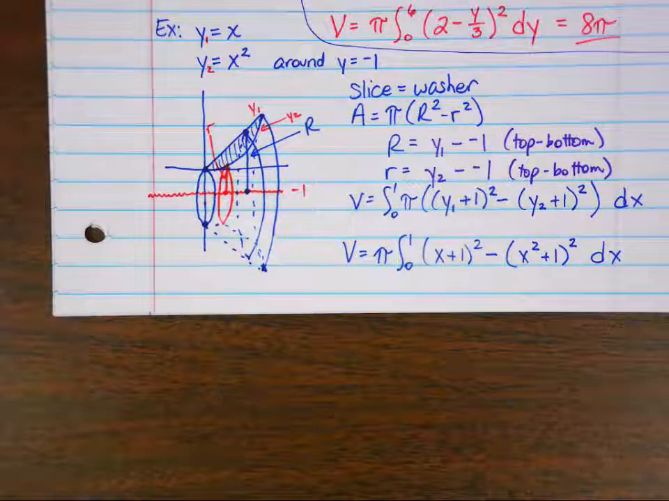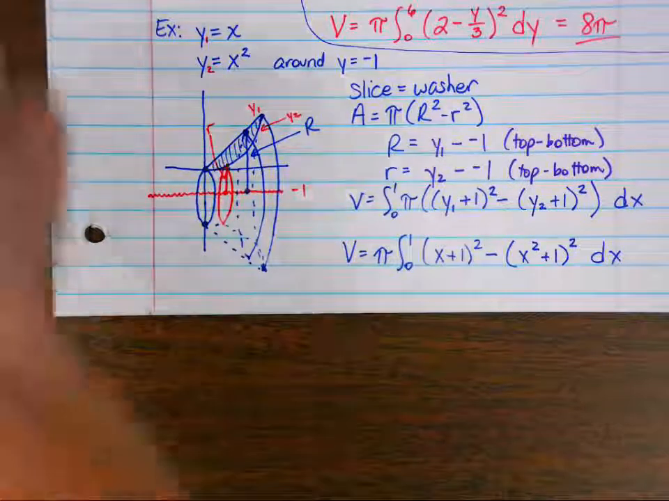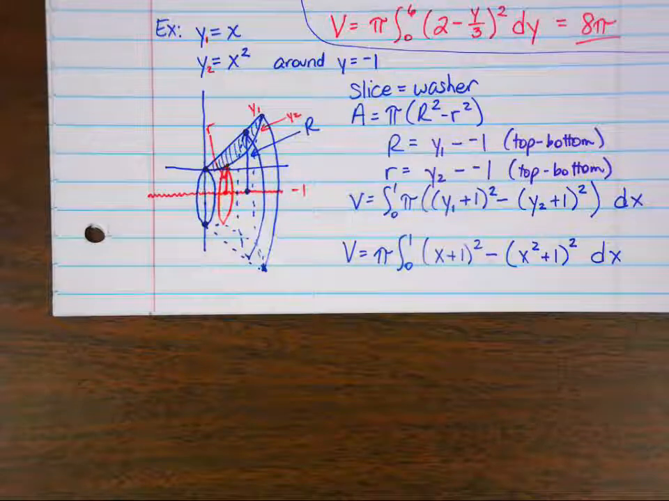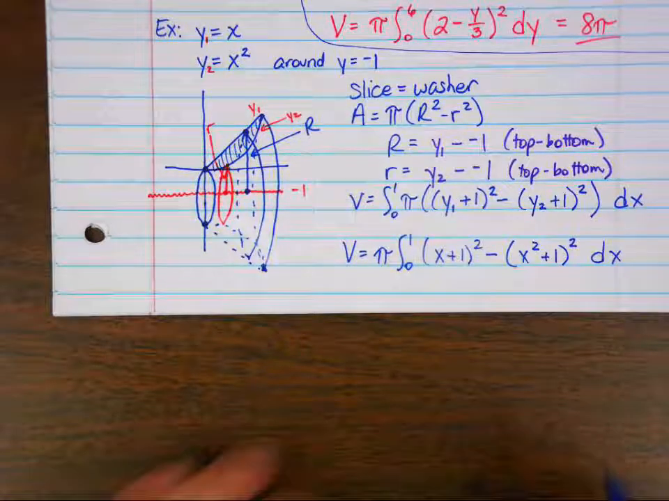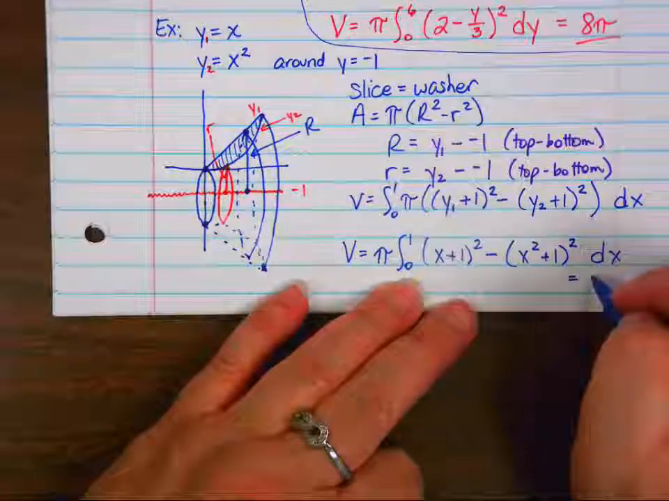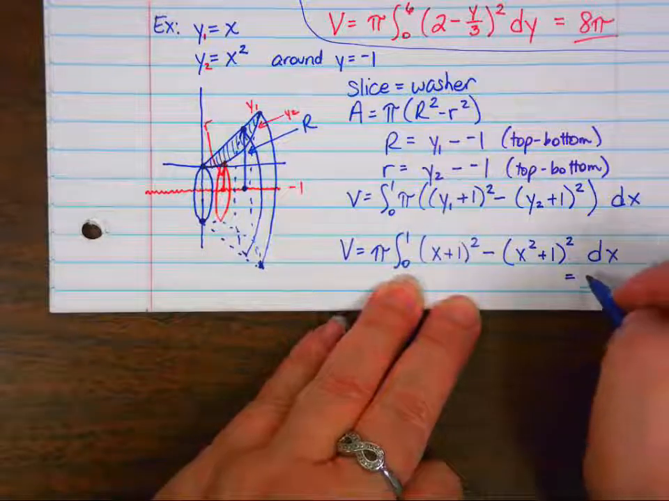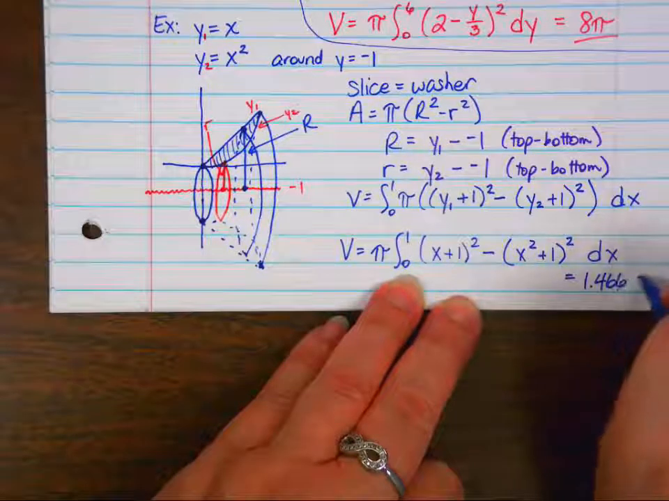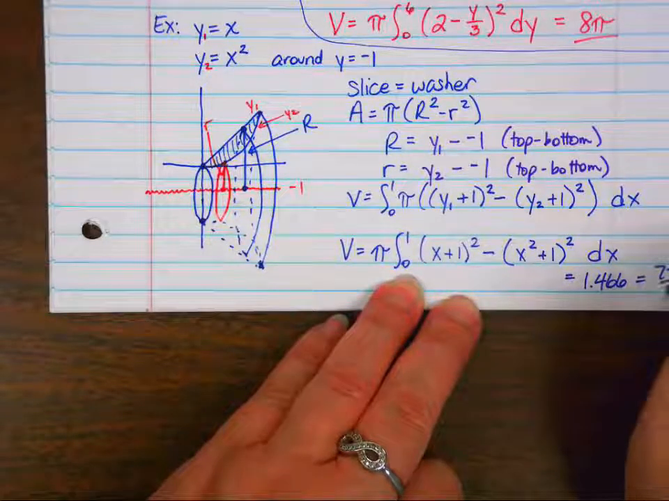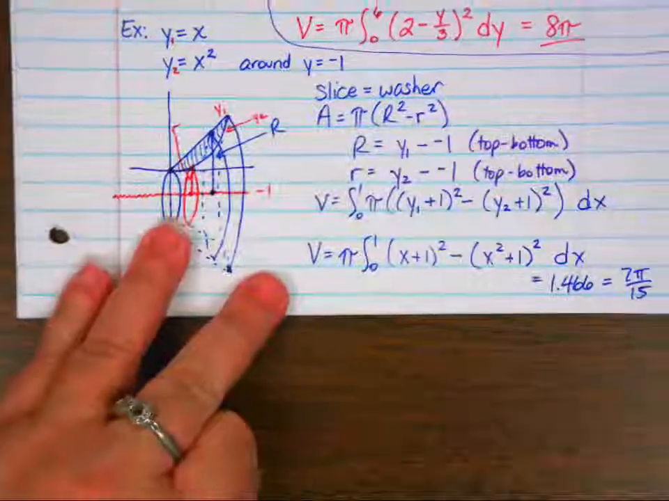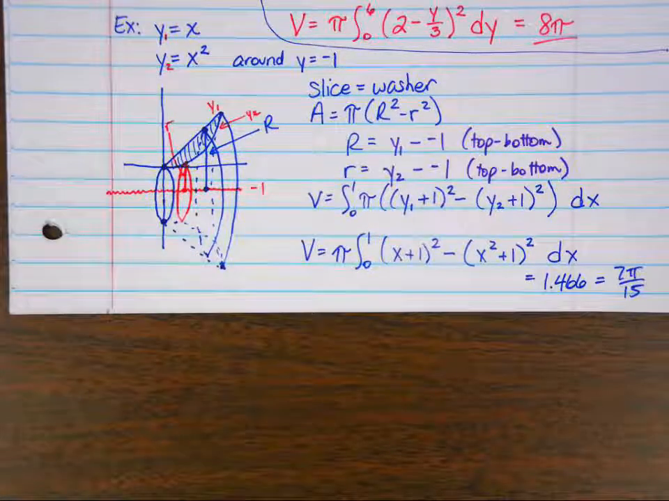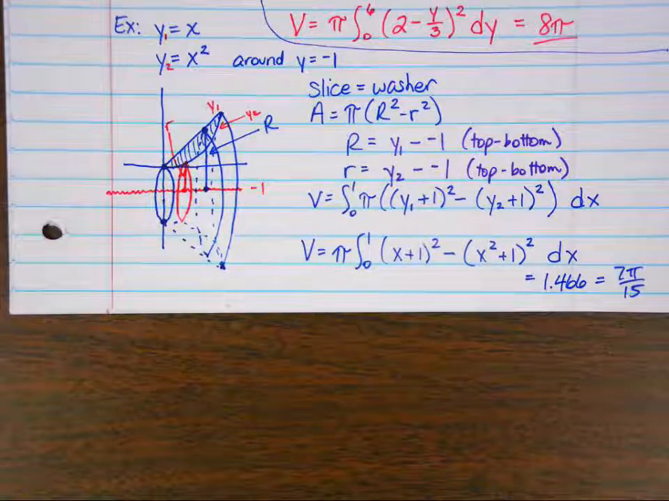So if you type that in, and we're running short on time, so I'm just going to tell you what it is. It is going to be, without pi's, 1.466, and with pi's, it is 7 pi over 15. So either answer is correct, whether you put the pi in or not. Okay. Questions?